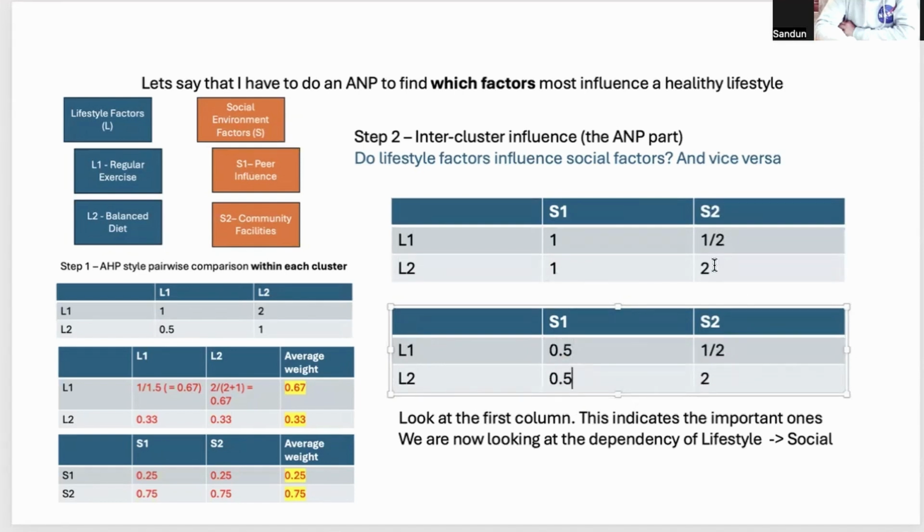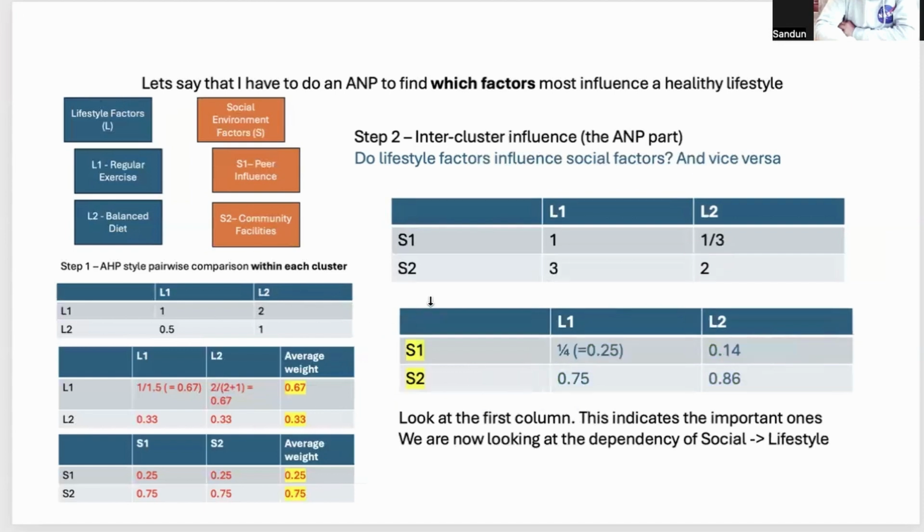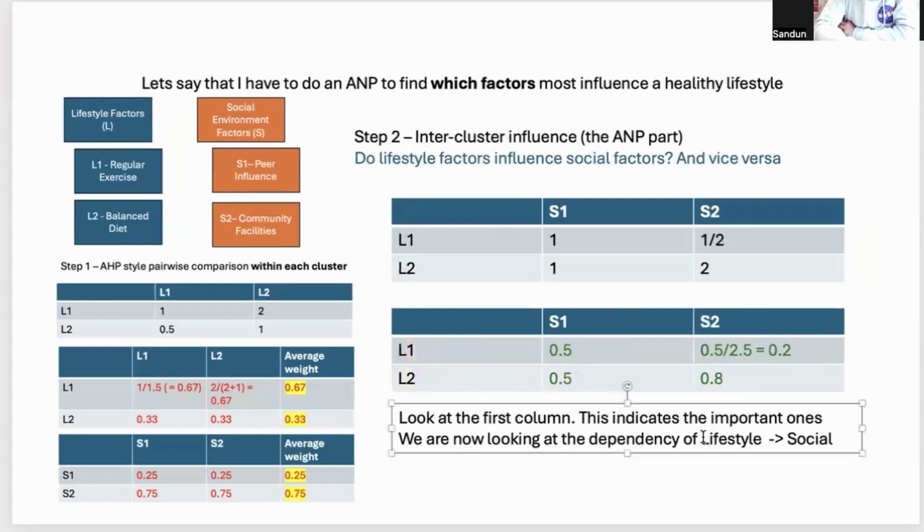And now half plus 2, that is 5 divided by 2, that's 2.5. So it's basically 0.5 divided by 2.5, that's 1/5, which is equal to 0.2. And this is 2 divided by 2.5, that's 0.8. I'll put this in a different color. They are related. So this one is the normalized one for social to lifestyle, and this is the normalized one for lifestyle to social.